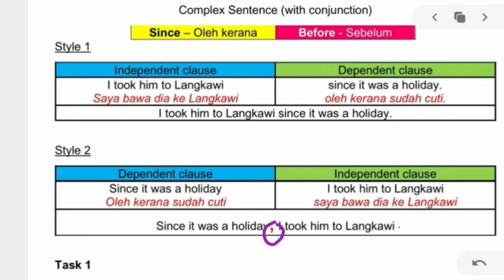Sekali lagi teacher ulang, bagi menulis ayat kompleks yang menggunakan kata penghubung, terdapat dua cara penulisan. Cara penulisan pertama adalah memulakan ayat dengan independent clause dahulu, diikuti dengan dependent clause. Cara kedua adalah dengan menulis dependent clause dahulu dan kemudiannya diikuti dengan independent clause. Dan yang penting untuk cara kedua ini, anda perlu meletakkan koma selepas dependent clause ditulis. So please copy these notes into your English book. Sila salin nota ini ke dalam buku tulis bahasa Inggeris anda.